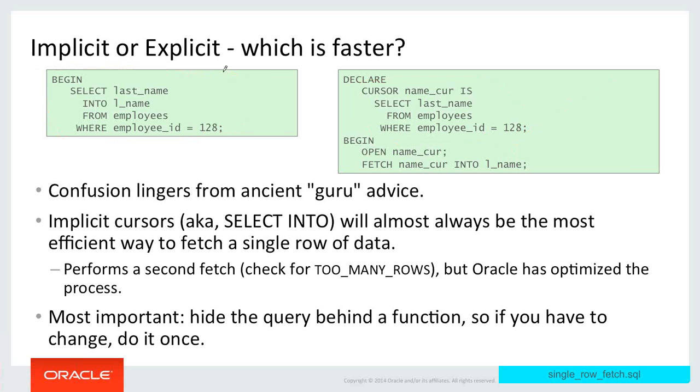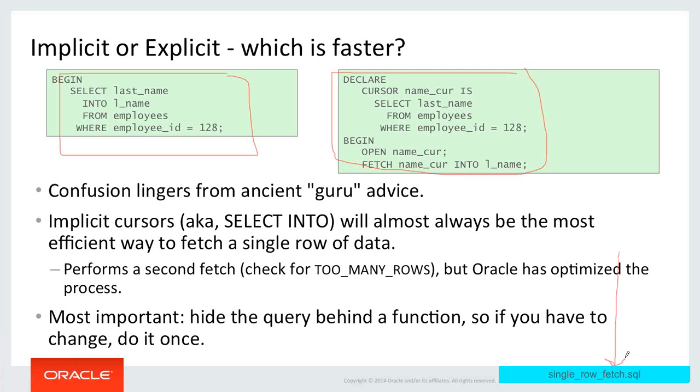And for years, this advice has lingered, like a folk story that you have to check against Snopes.com. Today, the thing to remember is that if you're fetching a single row of data, an implicit select into will almost always be faster, maybe 20% faster than an explicit. So for single row selects, you should always use an implicit. If you look at the single row fetch script, you can look at 4 or 5 different ways of doing a single row fetch and compare them. I won't look at that now.